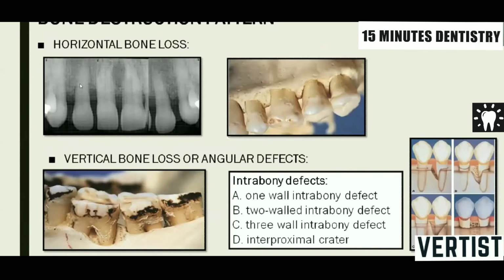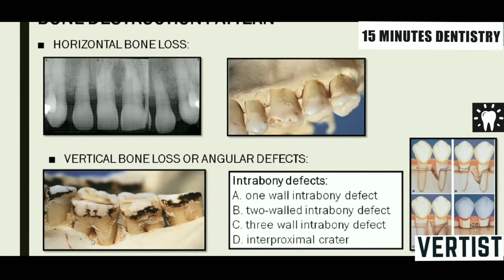Horizontal bone loss. Here you can see in the radiograph that the bone is disturbed. If you see the crestal bone, it is exactly perpendicular to the tooth surface. This occurs generally in a chronic periodontitis case. Here also you can see the crest is perpendicular to the root surface or tooth surface. So this type of bone loss is called horizontal bone loss. Very commonly you see this type of bone loss in chronic periodontitis cases.